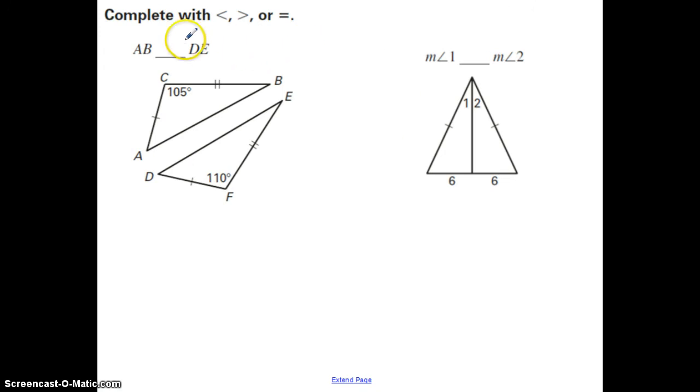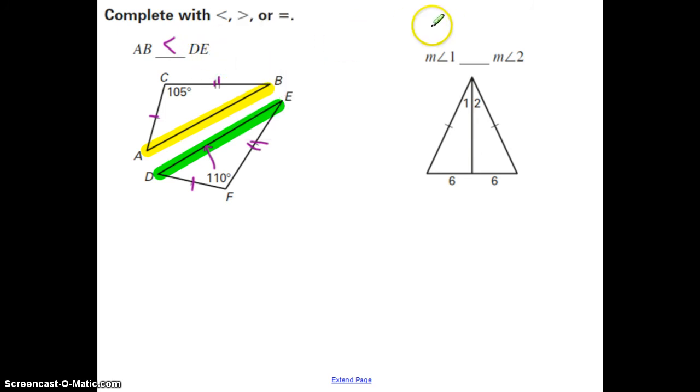Now, when we get to these types of problems, we just need to fill in the blank with either less than, greater than, or equals. So we're going to analyze. This is saying we're comparing segment AB with DE. So in order to compare those two, what we're going to be looking at is the fact that we have this side is congruent to this one, and then this side is congruent to that one. So we want to look at the angles between them. This one is 110, which is greater than 105. That means that the segment that's opposite from 110, DE, is going to be greater than AB. So we need our symbol to be facing this way so that DE is greater.